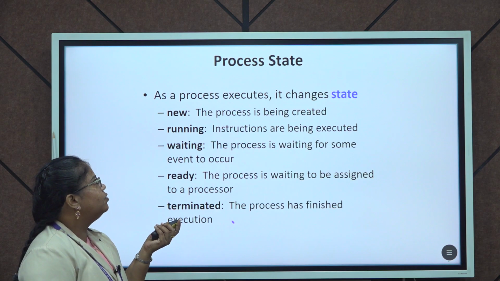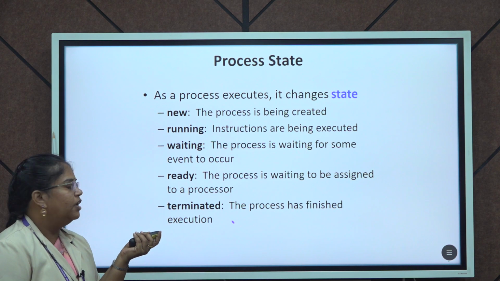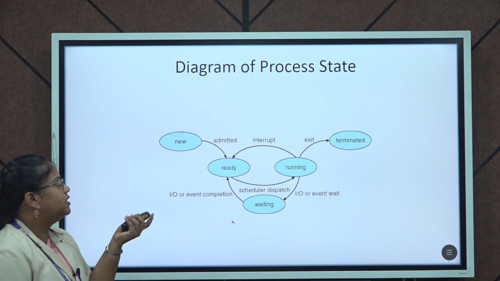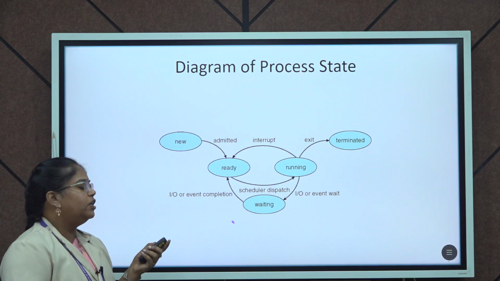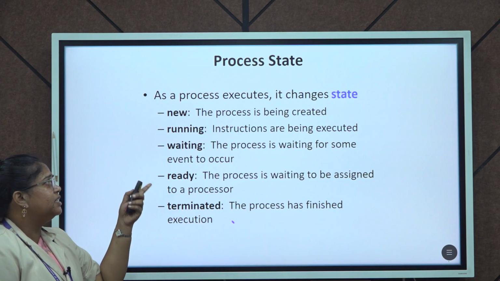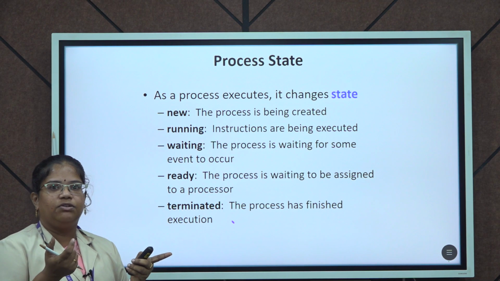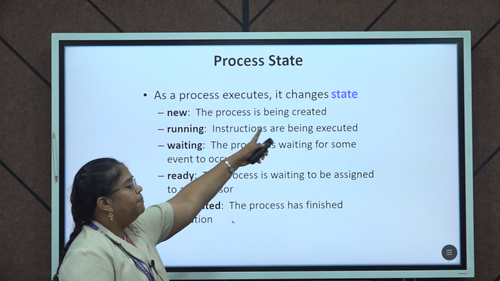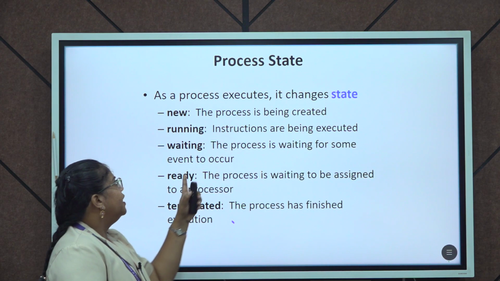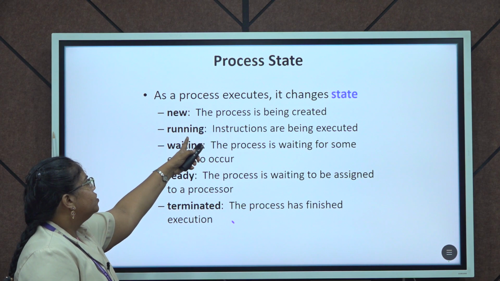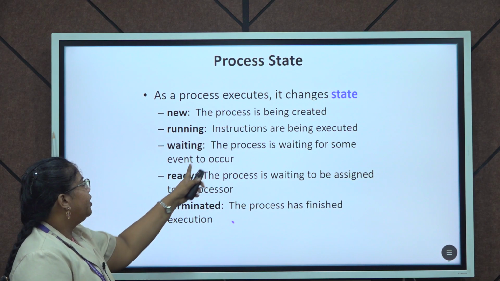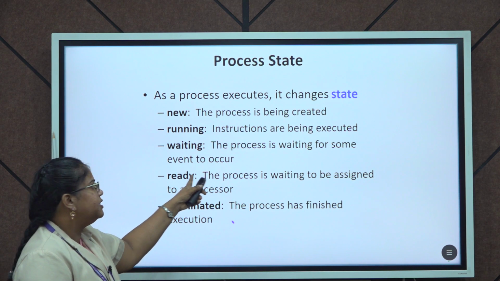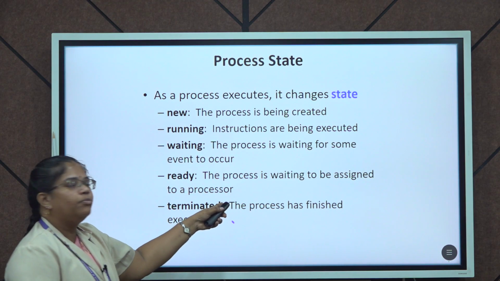Then the next one is the process state. So what is a process state? This is a diagram for the process. First one is new. New means it is the first stage of execution, where the process begins to be created. Before the running stage, the process goes to new, then to the ready state. Ready state means it's waiting to be assigned a processor.